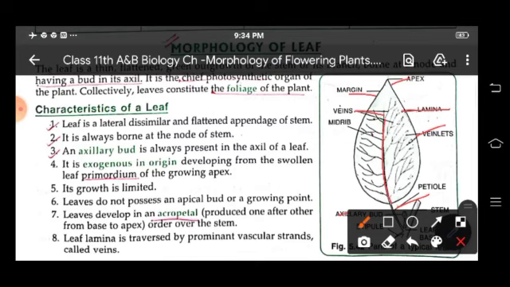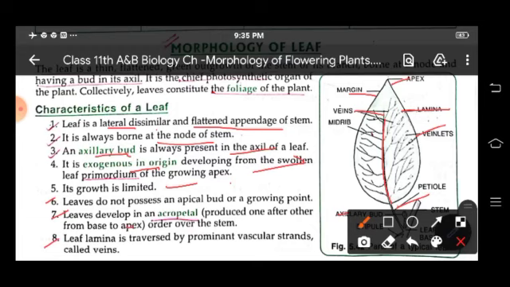So the leaf is a lateral, dissimilar and flattened appendage of a stem. It is always borne at the node of the stem. It has an axillary bud which is present in the axil of a leaf. It is exogenous in origin. They develop from the swollen leaf primordium of the growing apex, and its growth is limited. They do not possess any apical bud or growing point. Now the leaves develop in an acropetal manner, that means produced one after the other from base to apex.